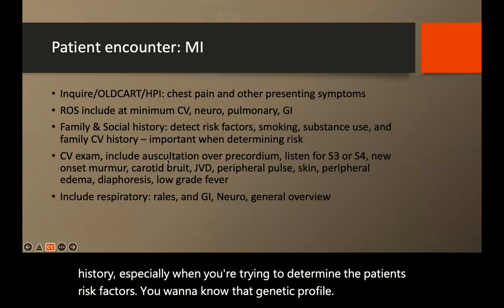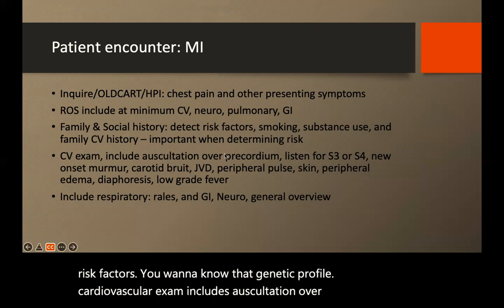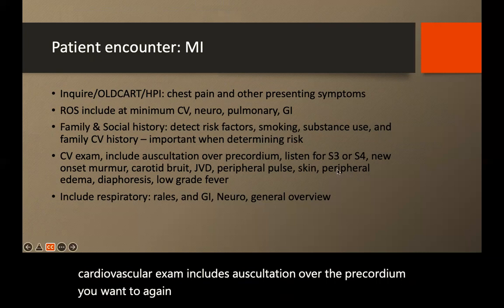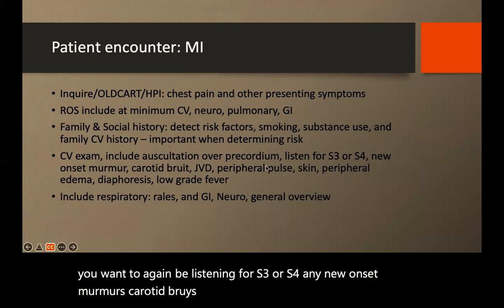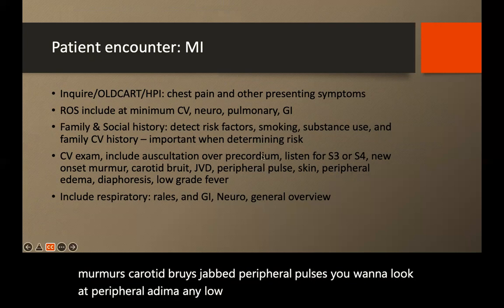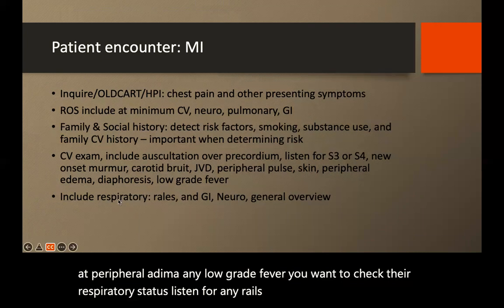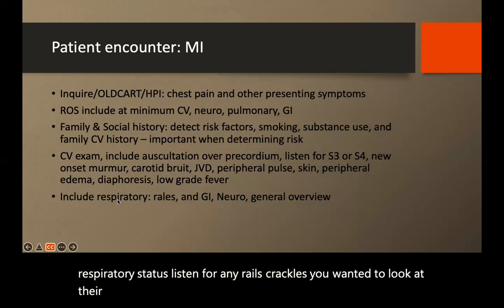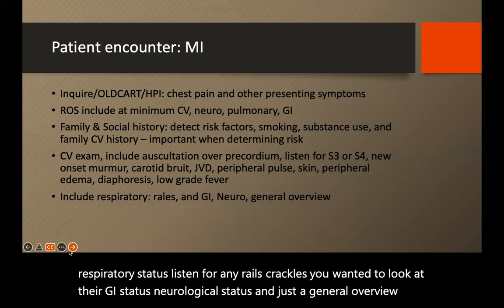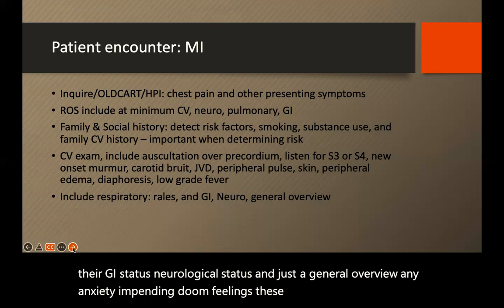Cardiovascular exam includes auscultation over the precordium. You want to, again, be listening for S3 or S4, any new onset murmurs, carotid bruits, JVD, peripheral pulses. You want to look at peripheral edema, any low-grade fever. You want to check their respiratory status, listen for any rales, crackles. You want to look at their GI status, neurological status, and just a general overview. Any anxiety, impending doom feelings, these are all concerns when it comes to MIs.